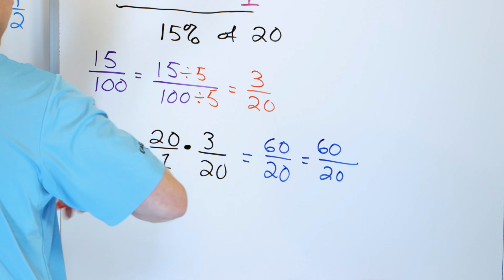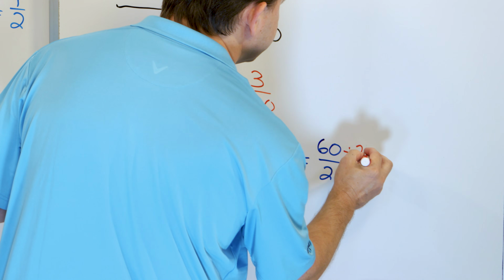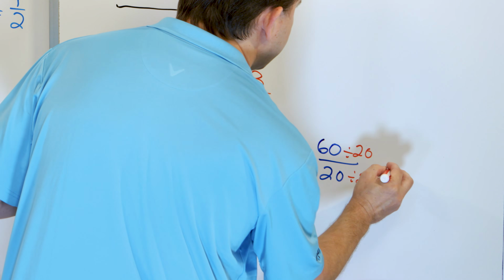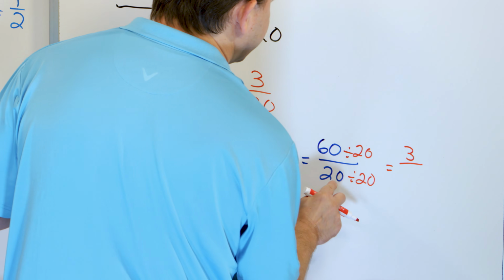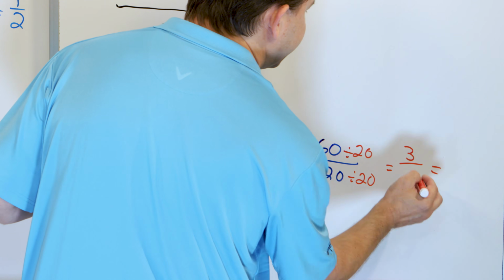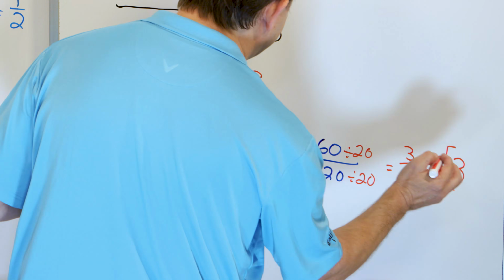I can divide top and bottom by 20. They're both divisible by 20. And 60 divided by 20 is what? 3. And 20 divided by 20 is 1. And so 3 divided by 1 is 3. So this is the right answer.